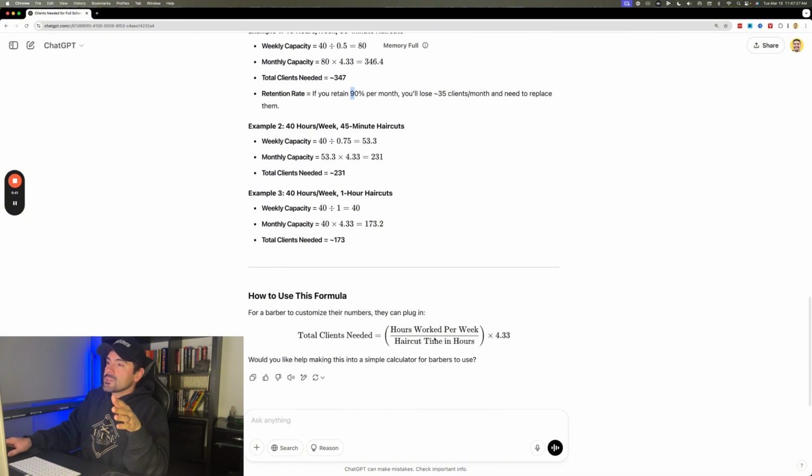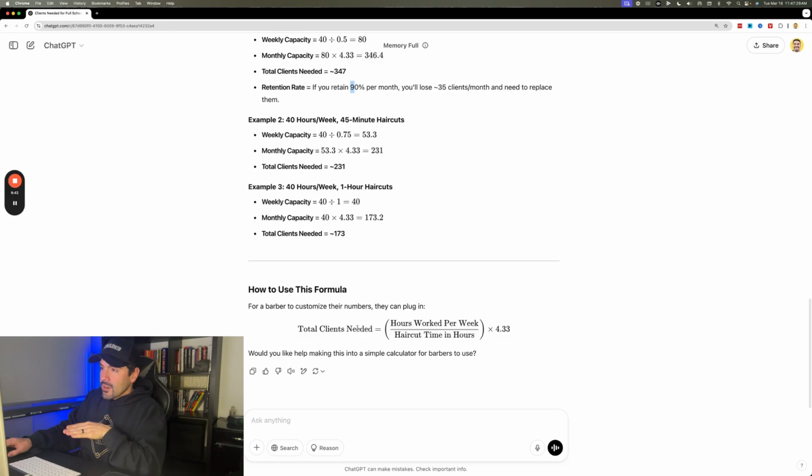So the way you can use this is how we figure out how many total clients you need. How many hours did you work per week on average? What's your haircut time? Divide that, right? Times 4.3. That's how many clients you need.